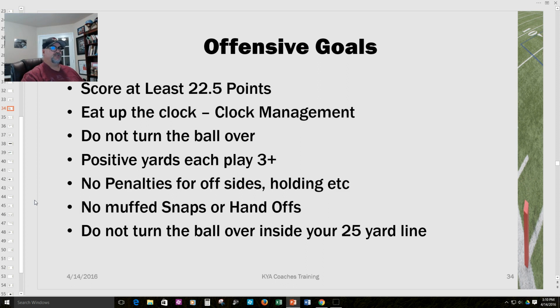So definitely positive yardage. Try to cut our penalties down. No offsides, no holding, no screwball penalties that'll ruin a drive. This is really a huge goal for us.